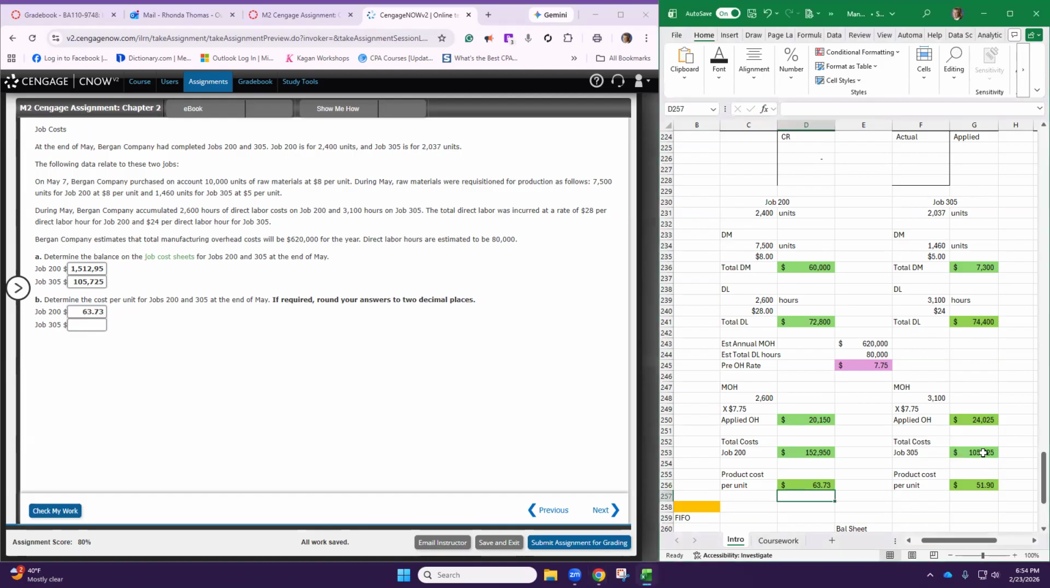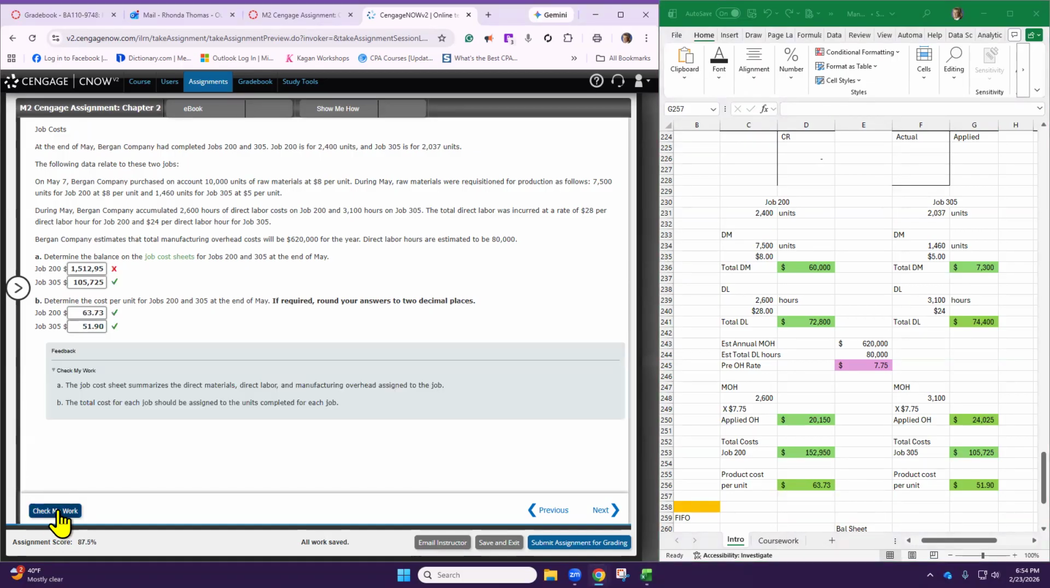Okay, and then 305 is the same way. Here's the total costs for all of these 2,037 units. And then when we divide by that number, we get $51.90 per unit. $51.90. Good.